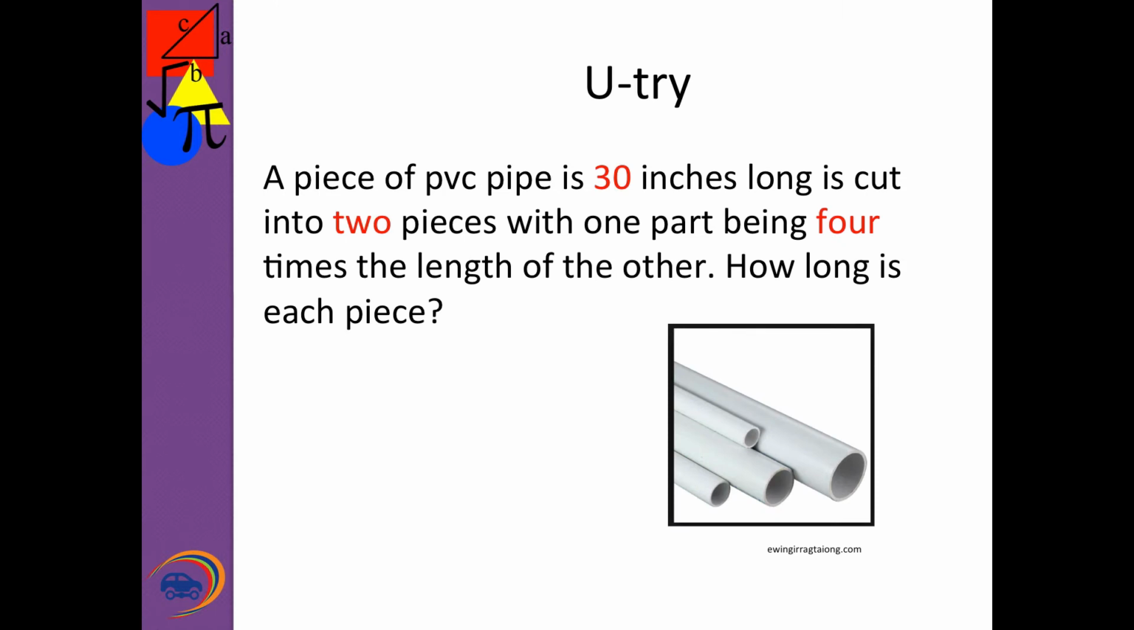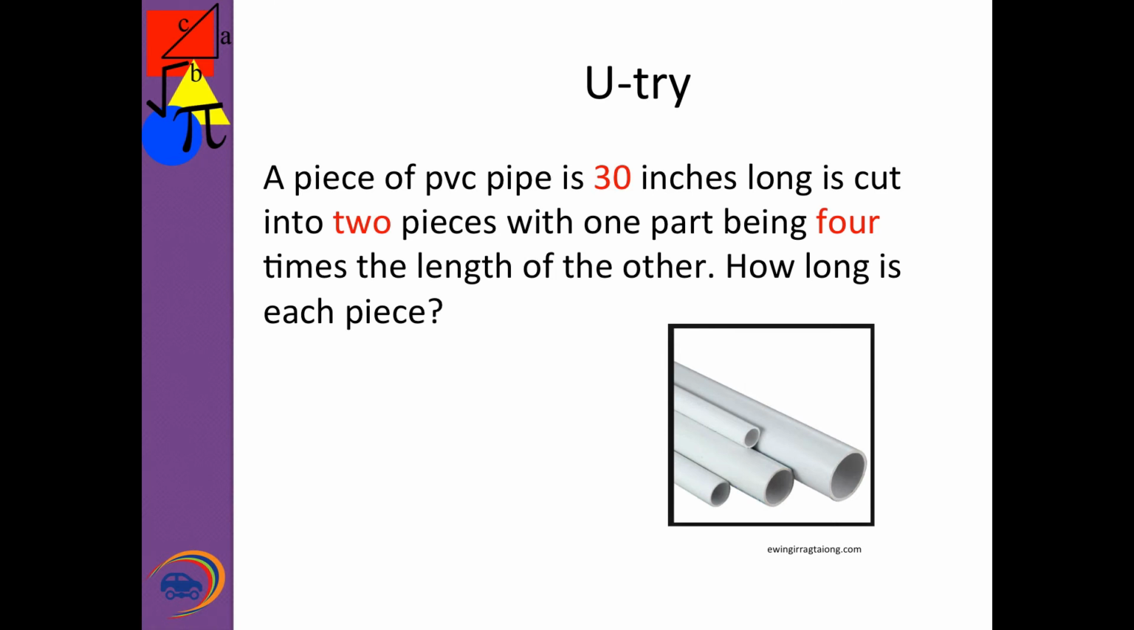You're using PVC pipe. A piece of PVC is 30 inches long and is cut into 2 pieces, with one part being 4 times the length of the other. How long were each of these pieces? All right. So teacher, pause the video, have students work with their partners, and I'll meet you back here in a minute.